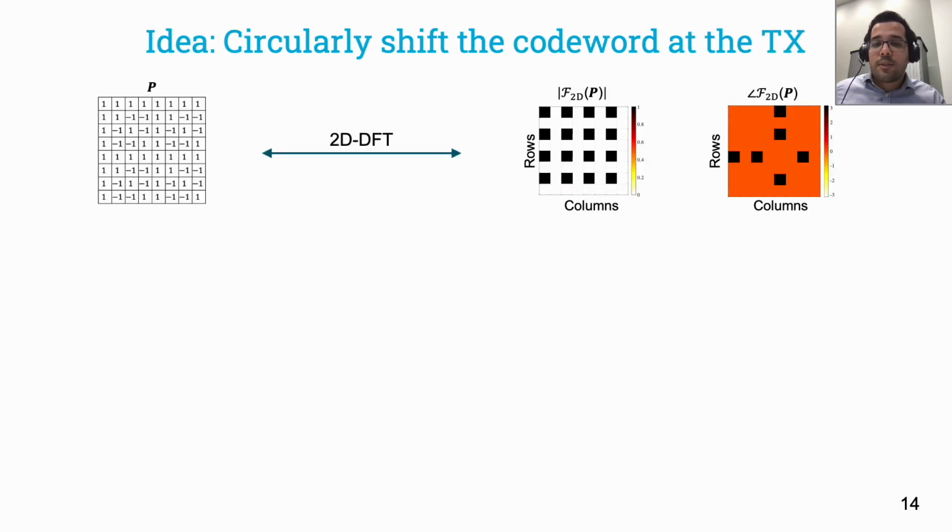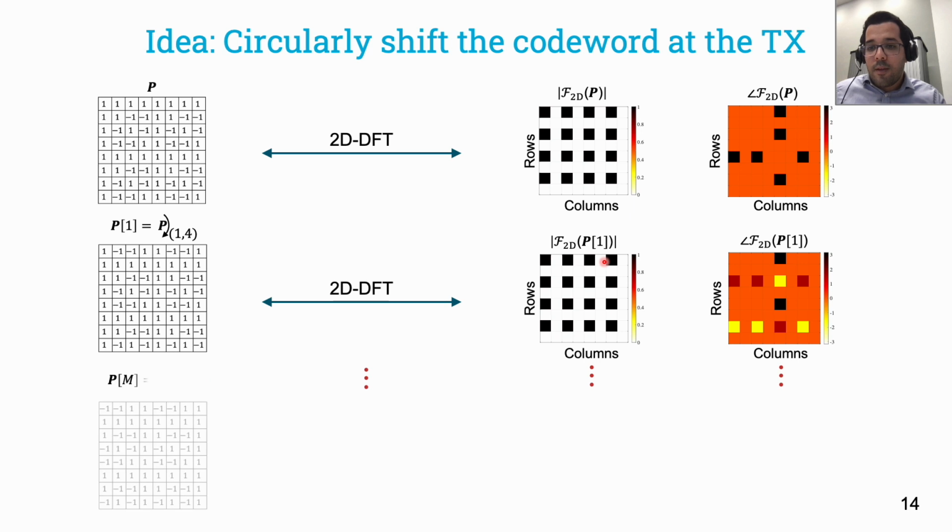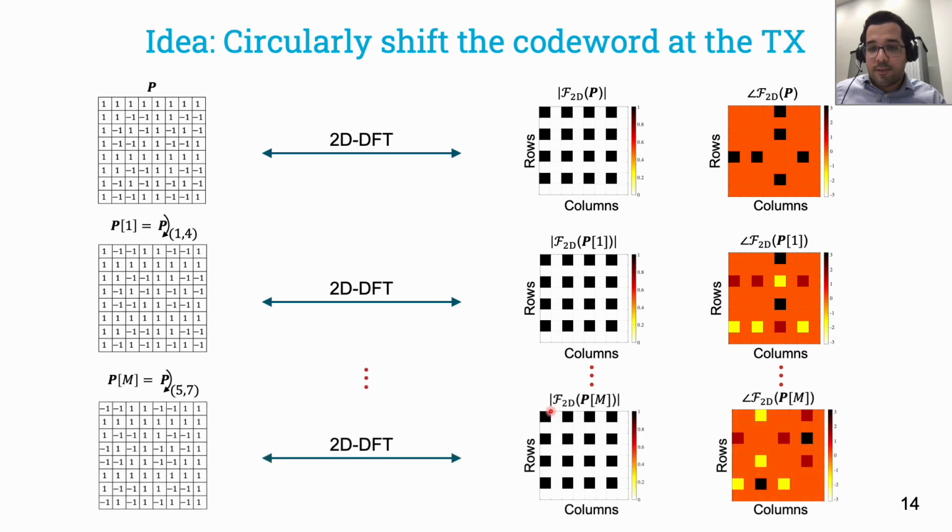Okay, the idea is to circularly shift the code word at the transmitter that already illuminates the sector of interest. So let's say that the code word p illuminates the sector of interest with a Fourier representation like this. Now, from basic DSP, we know that circularly shifting p changes only the phase in the Fourier domain, not the magnitude, as you can see in these figures. So all the code words on the left illuminate the same sector, but they weight different directions with different phase. This way we can get multiple measurements of the channel.